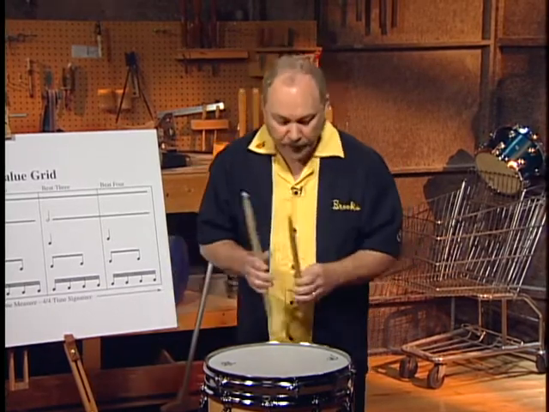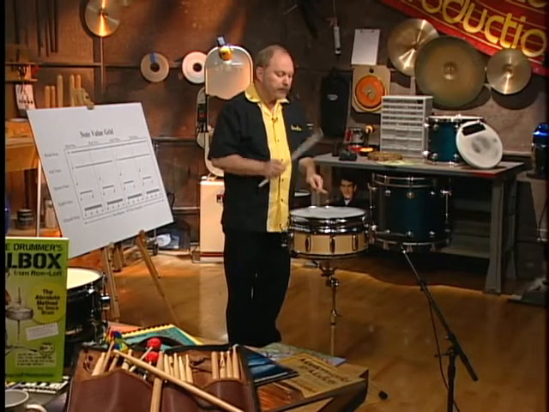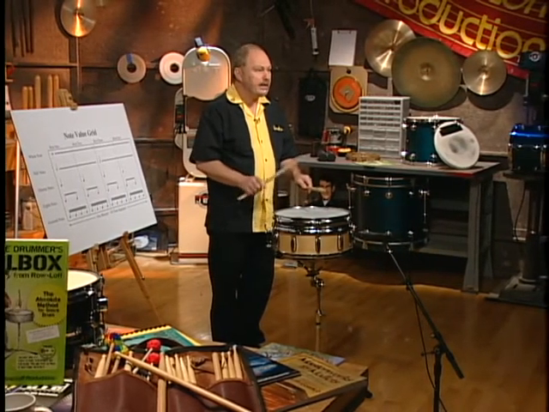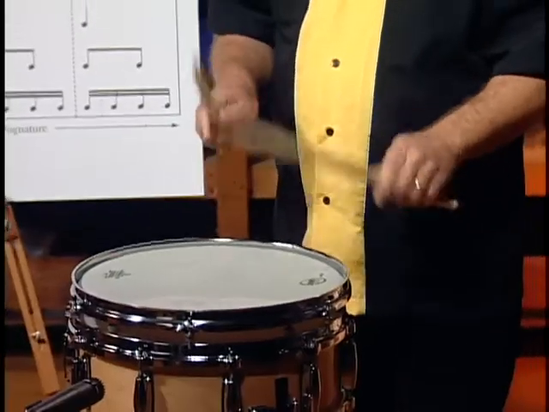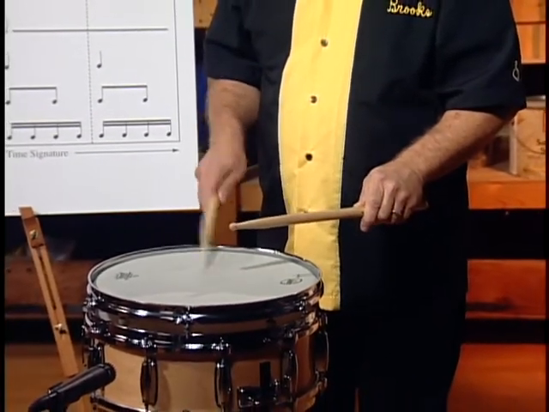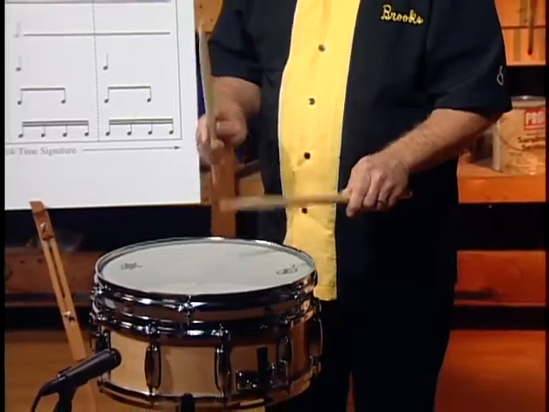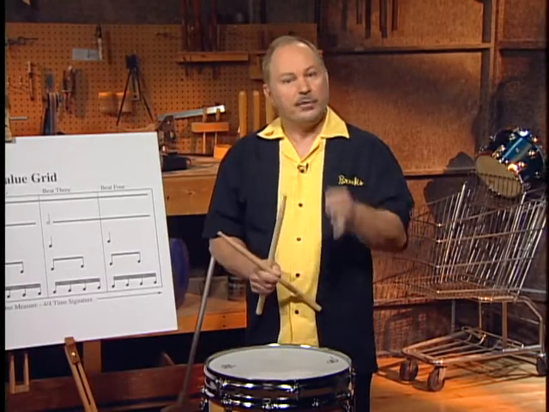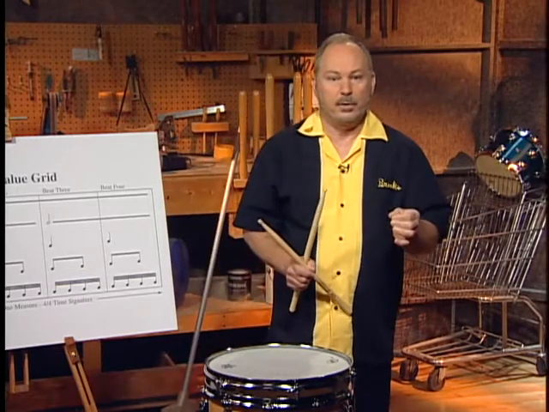Here we go. 1, 2, 3, 4. 1 and 2 and 3 and 4 and 1 E and a 2 E and a 3 E and a 4 E and a 1 and 2 and 3 and 4 and 1 E and a 2 E and a 3 E and a 4 E and a. So you got 4 16ths to each quarter.